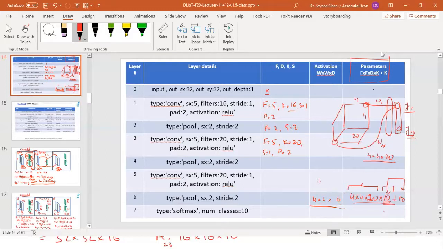Okay, so the output layer over here is 4 by 4 by 20. Is there anybody else confused or have I lost anybody else? Okay, let me repeat it one more time.